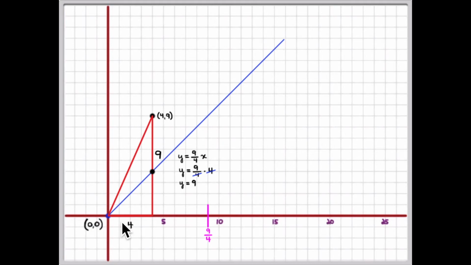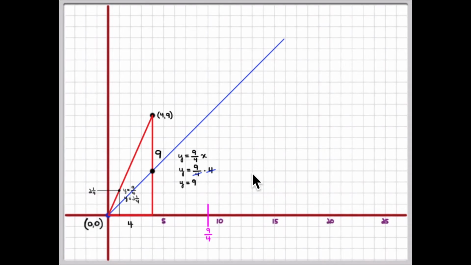Now if x is 1, y will be 9/4, because 9/4 times 1 is 9/4. 9/4 is the same as 2 and 1/4. So 1 times 9/4 is 9/4, a little bit more than 2. 2 times 9/4 is 18/4. Well, that's 4 and 2/4, about 4.5. So 1, 2, 3, 4, and 1/2 right there.